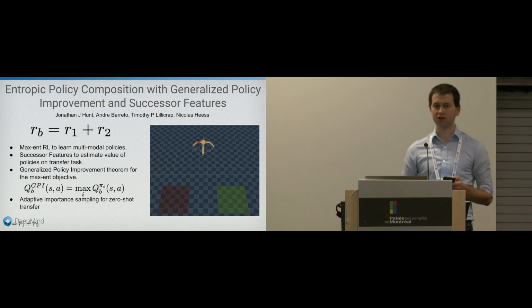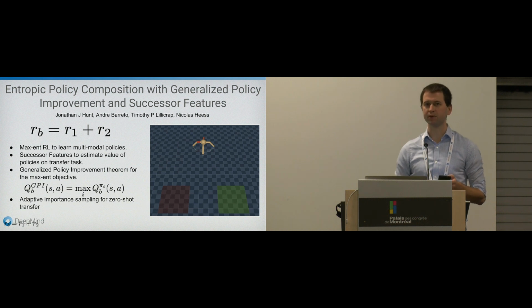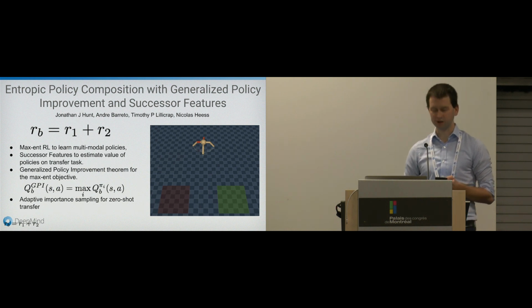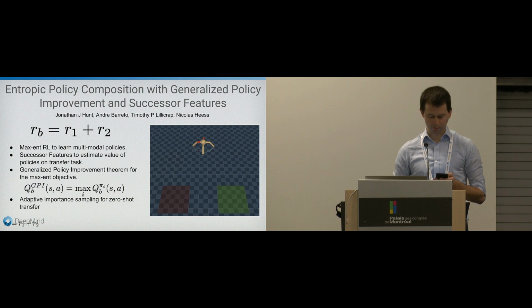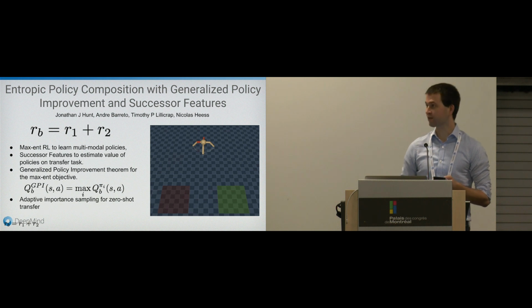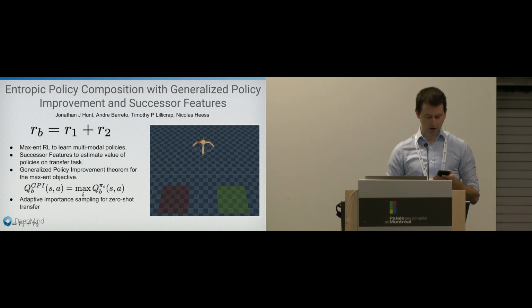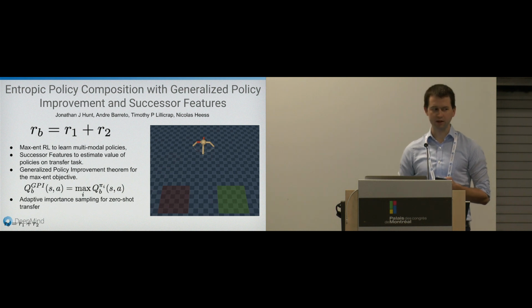And so to solve composition under this objective, we extended two important ideas from discrete deterministic policies to maximum entropy RL and continuous action spaces. So successor features are an idea about how to decompose value functions so that you can revalue them on an additional task. And we use this value information with generalized policy improvement, which says that if we know the value of a set of policies on a task, we can act according to the maximum action value under any of those policies, and we're guaranteed that when we do this, we get returns at least as good as any of the existing policies.